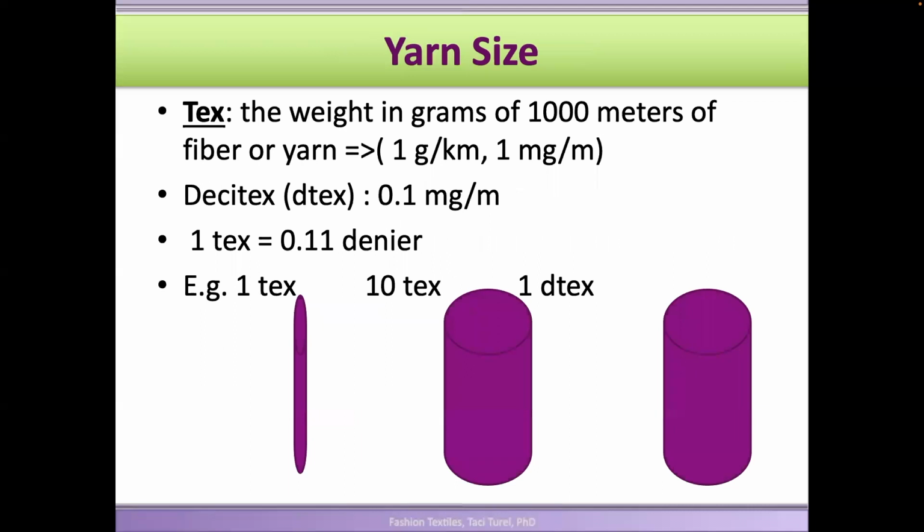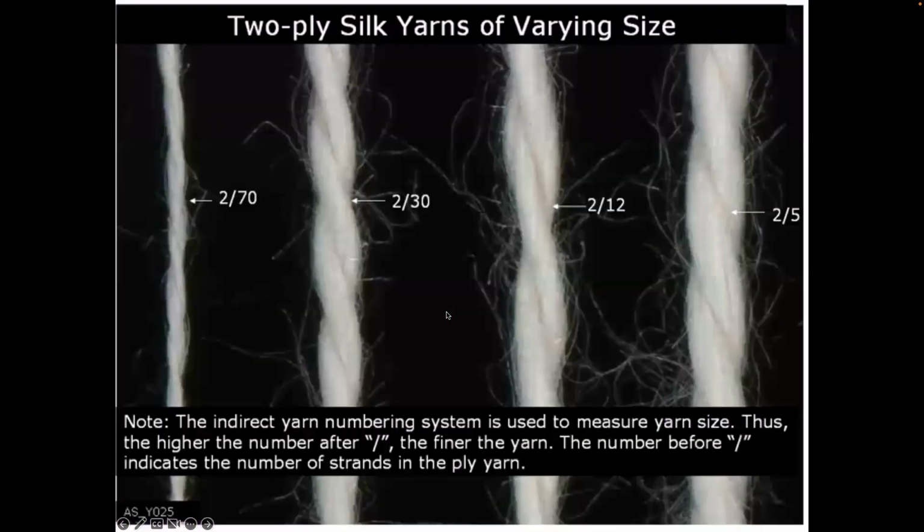That's for multi-filaments. The tex system, again, is very similar to denier. One tex is actually 9 denier. There's tex, there's 10 tex, there's 1 decitex. 1 decitex is the same as 10 tex. So these are different yarns based on the count, the regular numbering system, the European system.